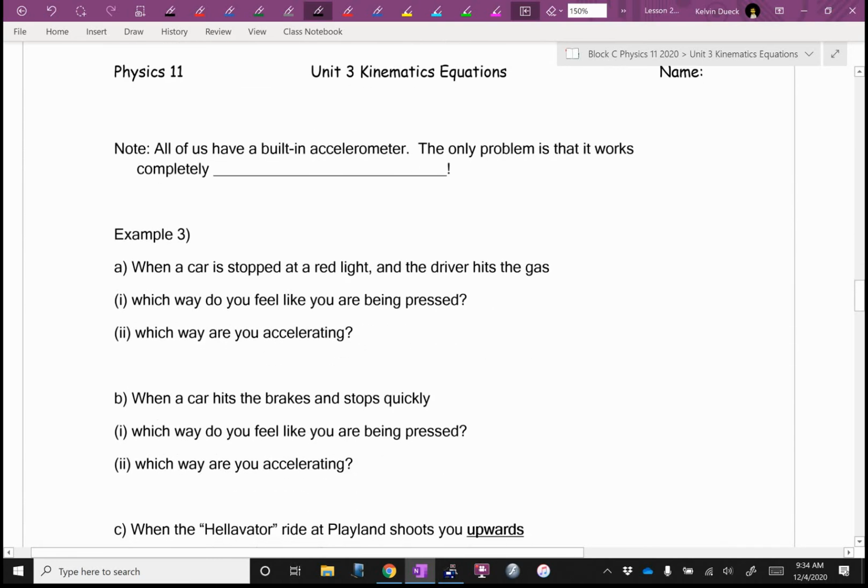All of us have a built-in accelerometer. You can feel acceleration in your gut. The only problem is the accelerometer always works completely backwards. Whichever way you feel like you're accelerating, I'm guaranteeing you're accelerating in the opposite direction. I see some skepticism. Let me convince you.